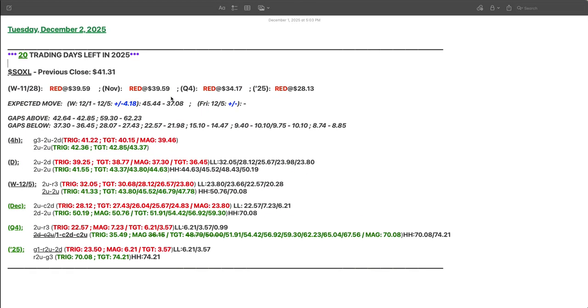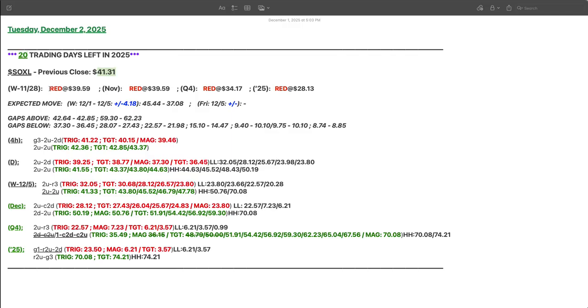So let's just go back to the notes here real quick and just look at the hard numbers, right? If we're looking at notes for Tuesday, December 2nd, there will only be 20 trading days left in 2025. So we want to keep that in mind. We want to finish off strong. The close price on Monday, December 1st was 41.31.